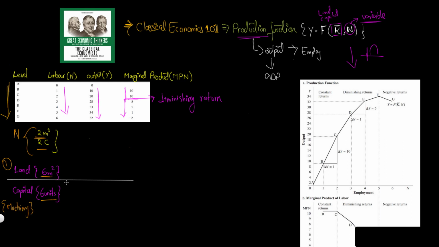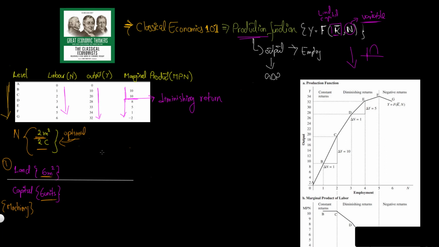Say, for sake of understanding, that there are 6 units of machinery or capital in the economy. For a labor to work optimally in this scenario, they must occupy 2 meters square of land and use 2 units of capital. That doesn't mean they can't use more or less than that. It's just that for them to work at their best, that is what they require.